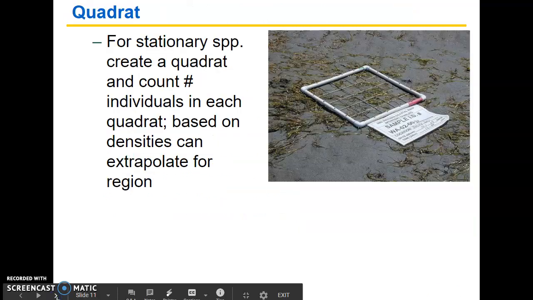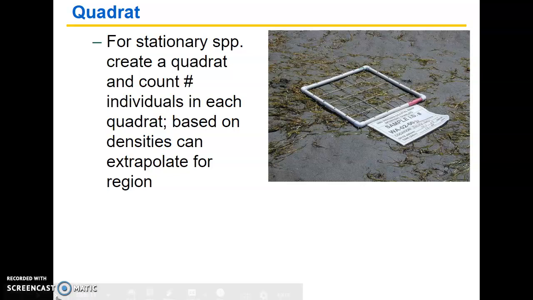Another way is using quadrats, where you map out a specific area. This is mostly for really small organisms, like insects or plants.